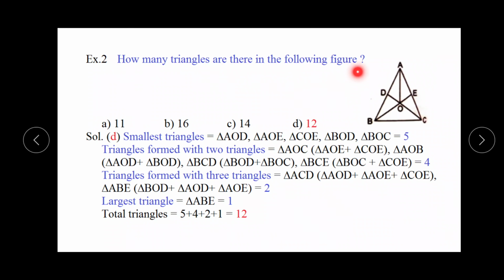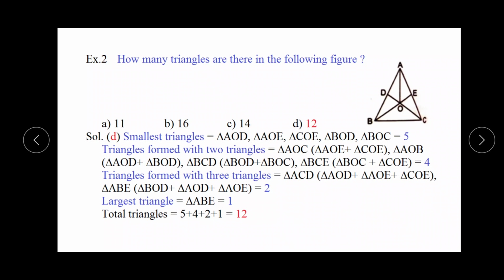How many triangles are there in the given figure? This is the figure in which we have to count the triangles. Okay, the smallest triangles. There are 5 smallest triangles. It means only one-figure triangles: ADO, AEO, DOB, OBC and EOC. These are the 5 triangles.